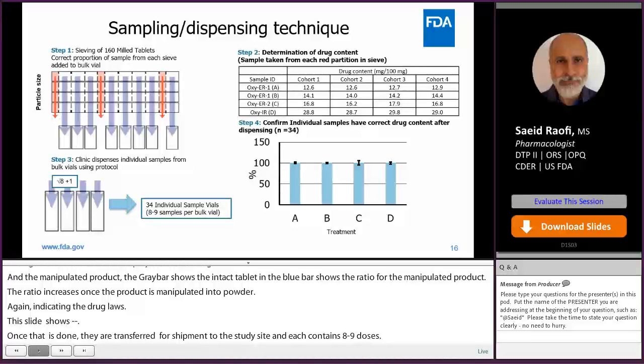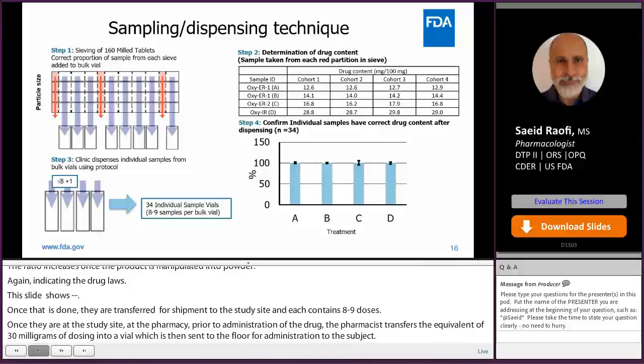And the table on top right shows that the drug load for the 4 different cohorts, the study was conducted in 4 different cohorts due to logistic reasons, was fairly consistent, resulting into the same amount of powder more or less being administered for each dose in each group.